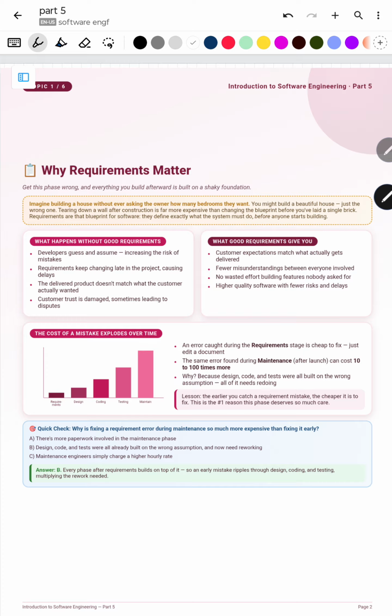Imagine after you've built the whole thing, now you want to reduce a room or add a room, and then you start breaking down things. That's far more chaotic, far more expensive than just changing the blueprint, giving out correct necessities, stating your requirements before even a single brick is laid, before even construction begins. That is what we're trying to say. Requirements are the blueprint for software. They define exactly what the system must do before anything starts building.